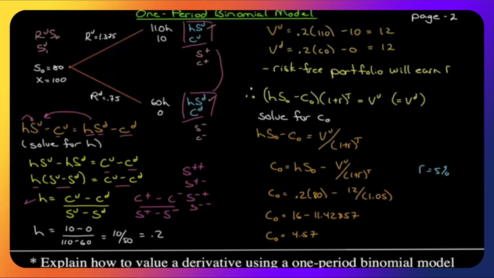So let's figure out what our hedge ratio would be. The value of the call up here is $10. The value of the call down here is 0, 10 minus 0. The share value up here is 110. The share value down here is 60. 110 minus 60, we get 0.2.